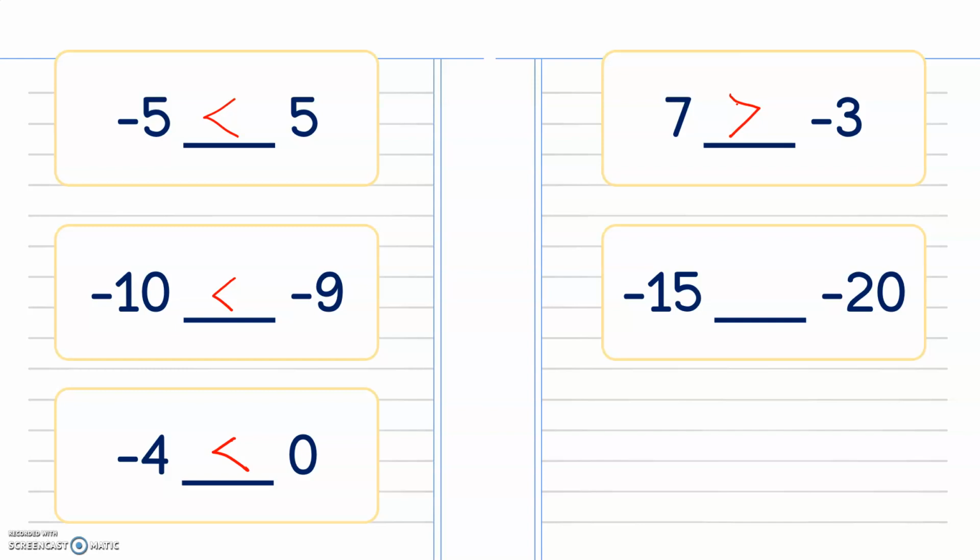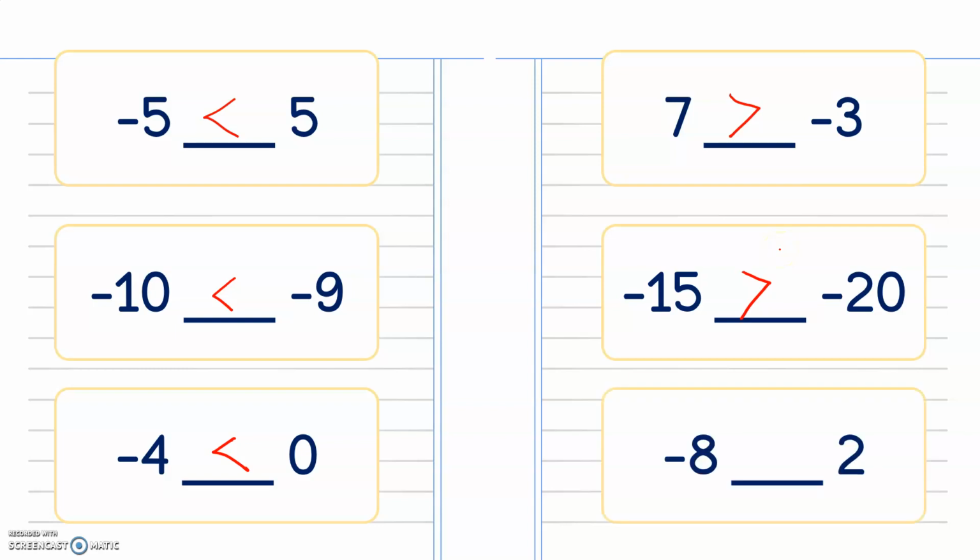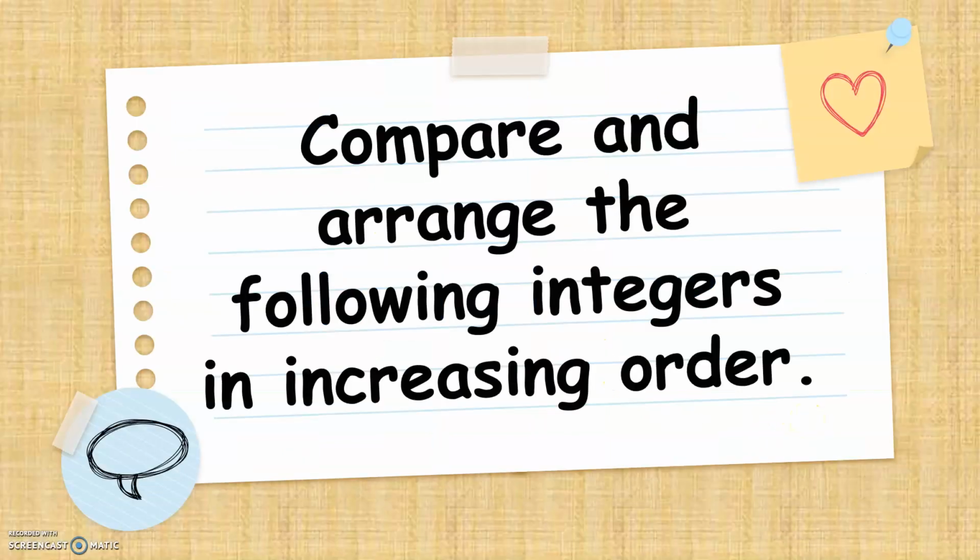Then we have negative 15 and negative 20. Negative 15 is closer to 0 than negative 20. So we'll have greater than. Then, negative 8 and 2. Again, positive integers will always be greater than negative integers.